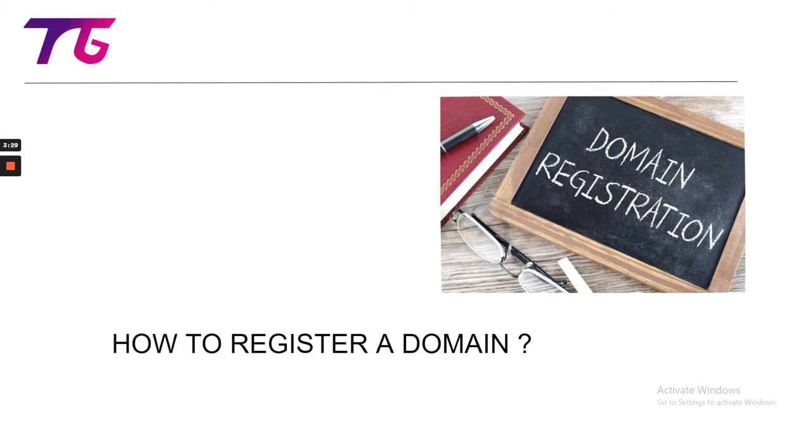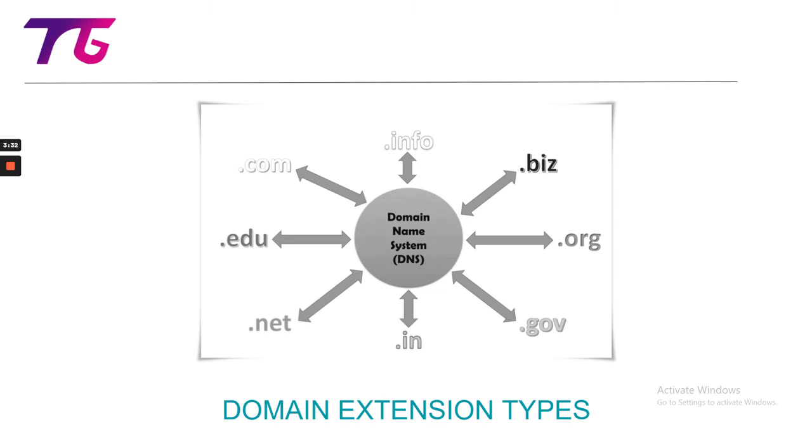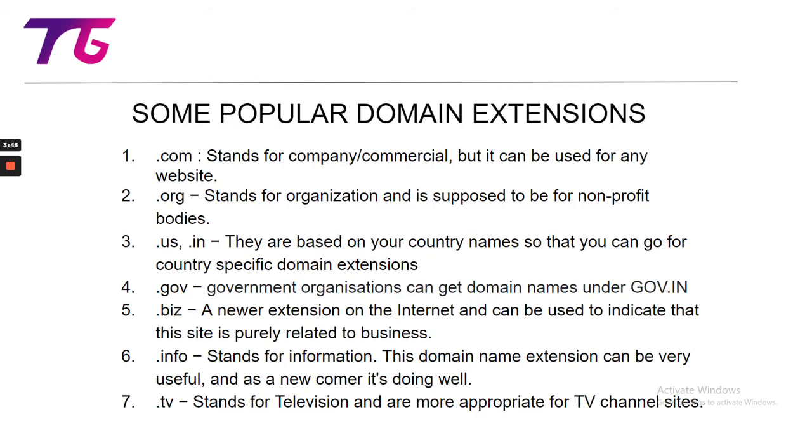Now, there are many domain name extension types available. Some of which are .com, .edu, .net, .in, .gov, .org, .biz, .info, etc. Now we will see their uses. Here are some popular domain extensions and their uses.